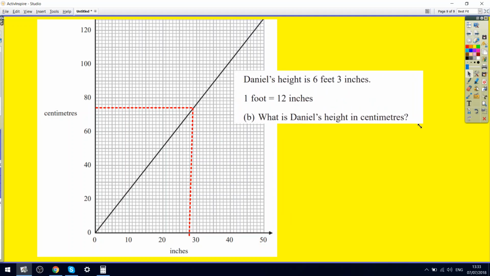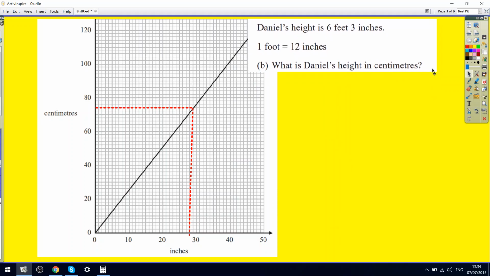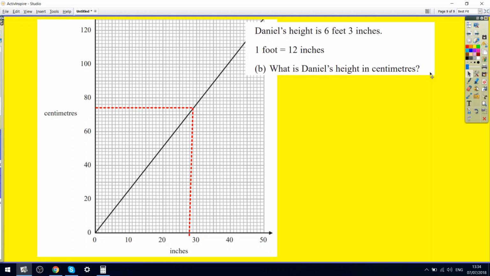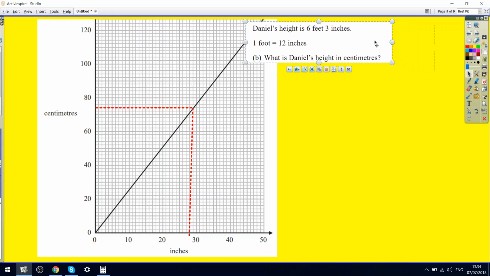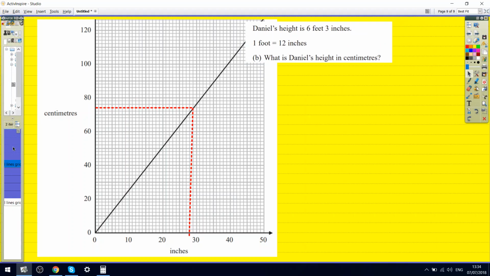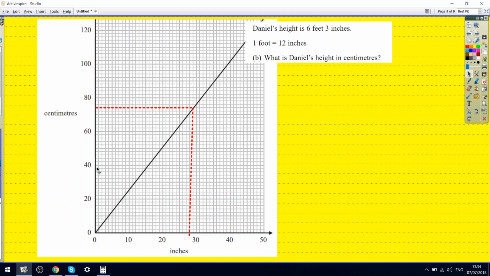1 foot is 12 inches. So 6 times 12, that's 72. So 72 plus 3 is 75.